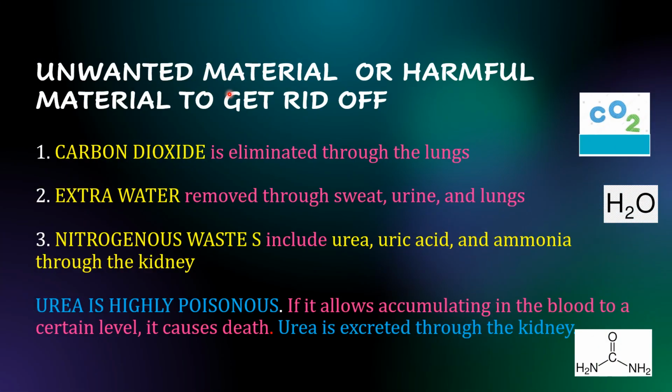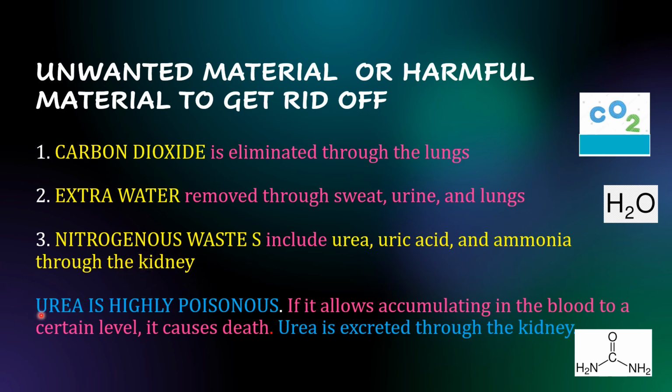They are unwanted or harmful materials to get rid of from our body. How will they be got rid of? Carbon dioxide is eliminated through the lungs. Extra water is removed through sweat, urine and lungs. Then, what are the nitrogenous wastes? Urea, uric acid and ammonia. They are eliminated through the kidney.